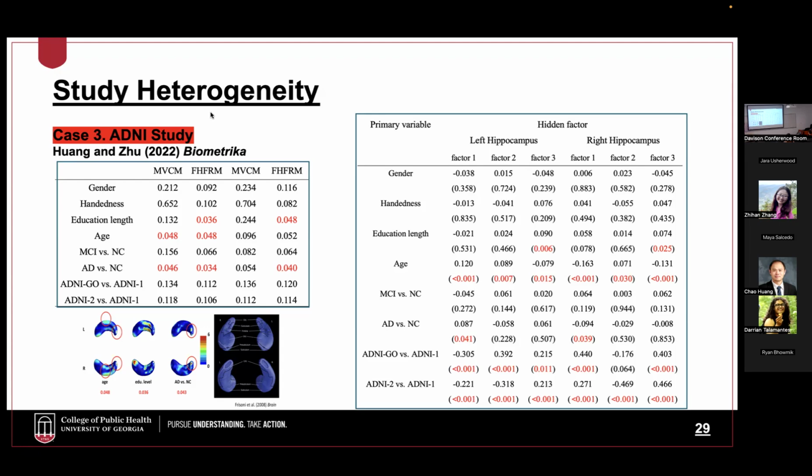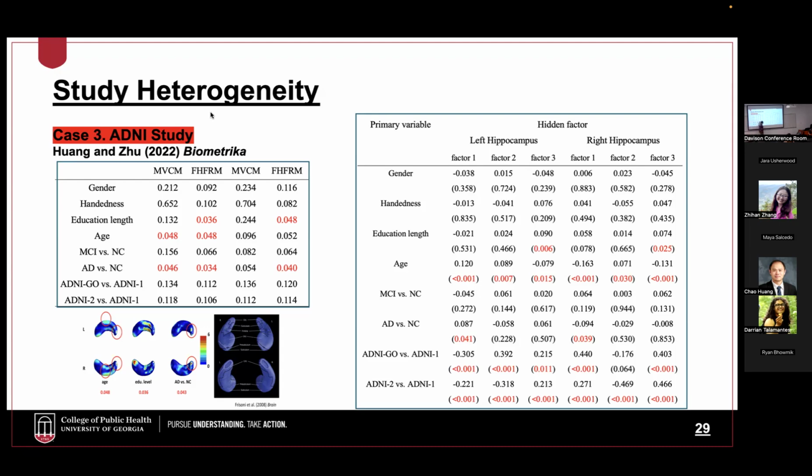Okay, and besides this global association analysis, we can also do local association analysis, which means that we can see how age or education level affects each local area in the hippocampus. This is the left one, and this is the right one. You can see that these associations have totally different patterns across the left and the right hippocampus.